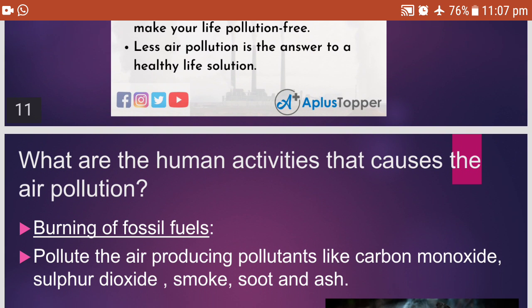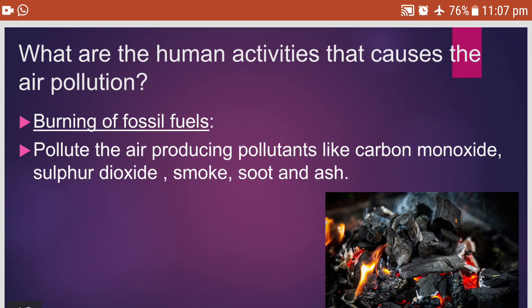Sometimes they ask in the exam to write slogans on pollution. Learn a few of them. Now we will see what the human activities are that are causing air pollution.